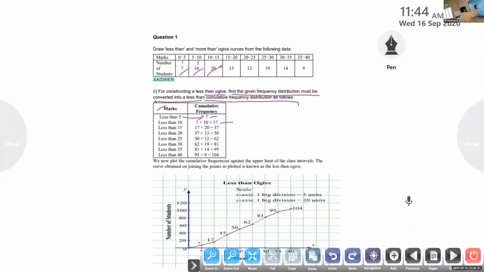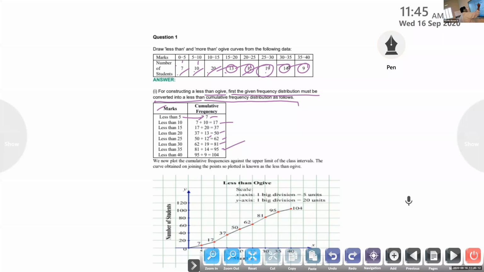Next it is less than 20. So 37 plus the next frequency, 13, gives 50. Next one is 12, so 50 plus 12 is 62. Next, 62 plus 19, the next frequency, is 81. Next frequency is 14, and we want to add that. So less than 35, all these frequencies should be added, so we got 95. And the final figure is 9.